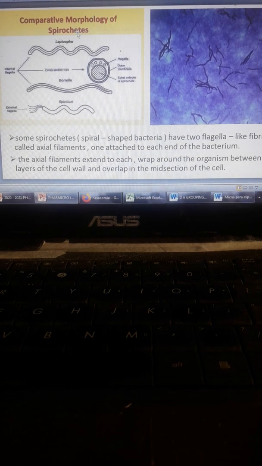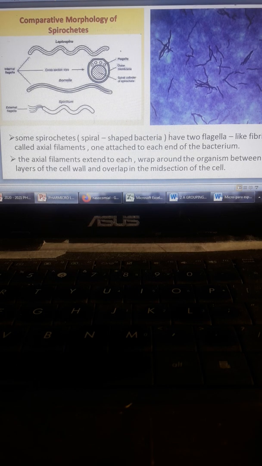So, comparative morphology of spirochetes. Some spirochetes are spiral shaped, such as Treponema, Borrelia, and Spirillum, with fibrils called axial filaments. One is attached to each end of the bacterium, so it can attach to both ends of the bacterium.